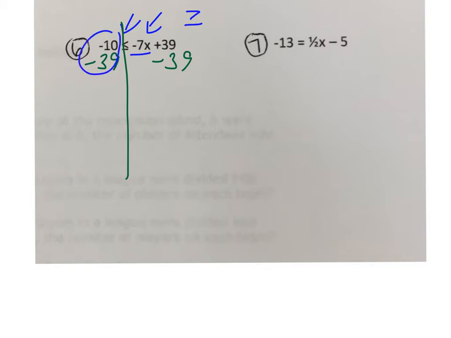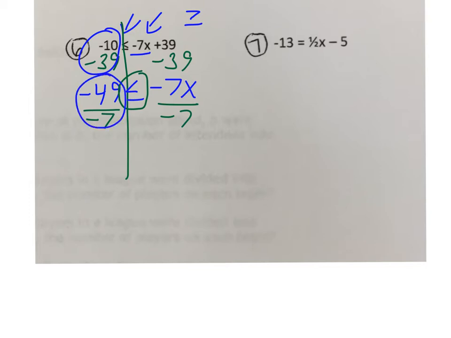That now gets you a negative 49, which is still less than or equal to, and you copy that negative 7x because I haven't touched that yet. Then I need to divide off negative 7. Circle this on the way by because I'm dividing by a negative 7. If it was a positive 7, I would not, but since it's a negative 7, I do. So then I solve this. Two negatives make a positive. That is 7 is greater than or equal to x.